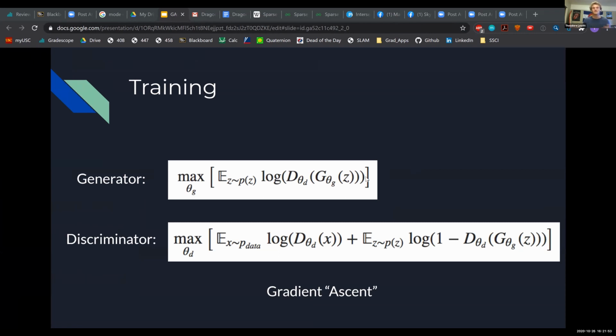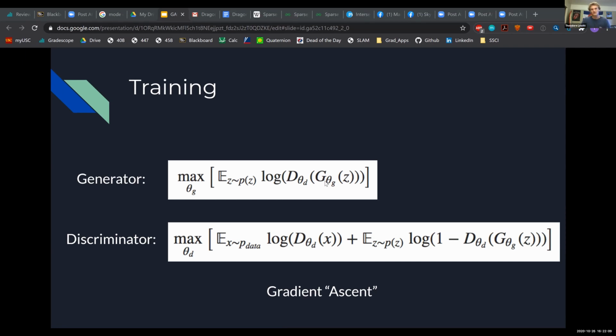So we start with Z. Z is our random numbers. It's just like a big vector of random numbers. And what we're going to do is we're going to put it through the generator, which you can think of as a function. So G of Z is going to be your fake image.